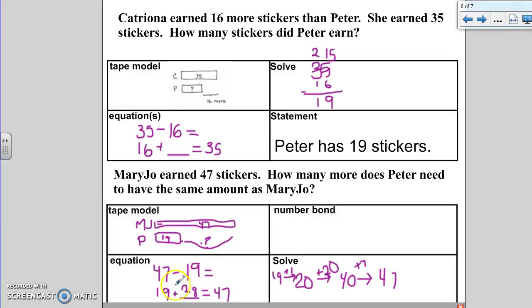If you did not get 28, please revise your work. Once you have all 3 parts, the tape model, the equation, and the solution, then you may move on to the next thing on your playlist.